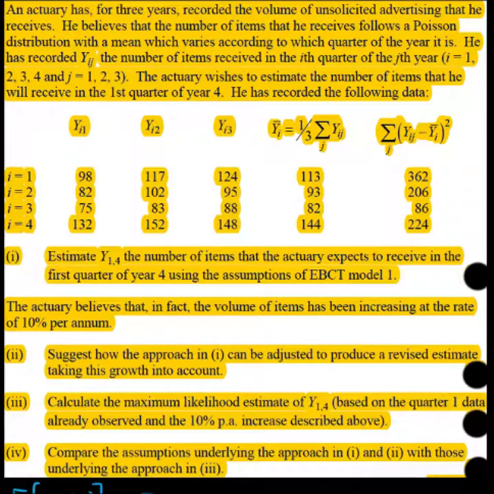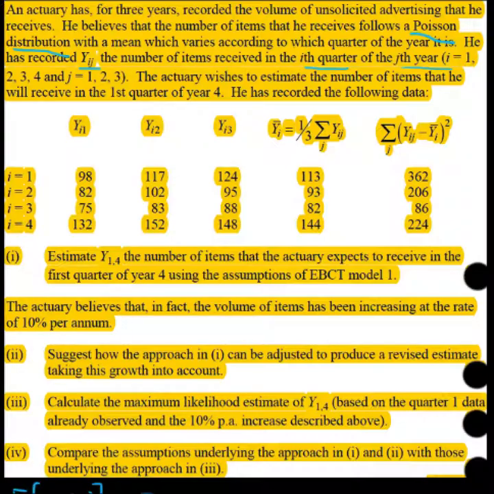An actuary has for 3 years recorded the volume of unsolicited advertising that he receives, and he believes that the number of items he receives follows a Poisson distribution with a mean which varies according to which quarter of the year it is. It is recorded as Yij, the number of items received in the ith quarter of the jth year, where i is 1, 2, 3, 4 quarters, and j is 1, 2, 3 years.